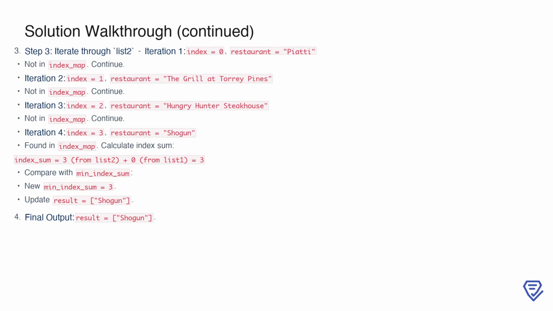On the 4th iteration, we find Shogun in index_map. This means Shogun is a common restaurant. We calculate its index sum as the sum of its index in list 2, 3, and its index in list 1, 0, which equals 3. Since this is the smallest index sum we've seen so far, we update min_index_sum to 3 and set result to Shogun. After finishing the iterations, the final result is Shogun, which we return as the output.